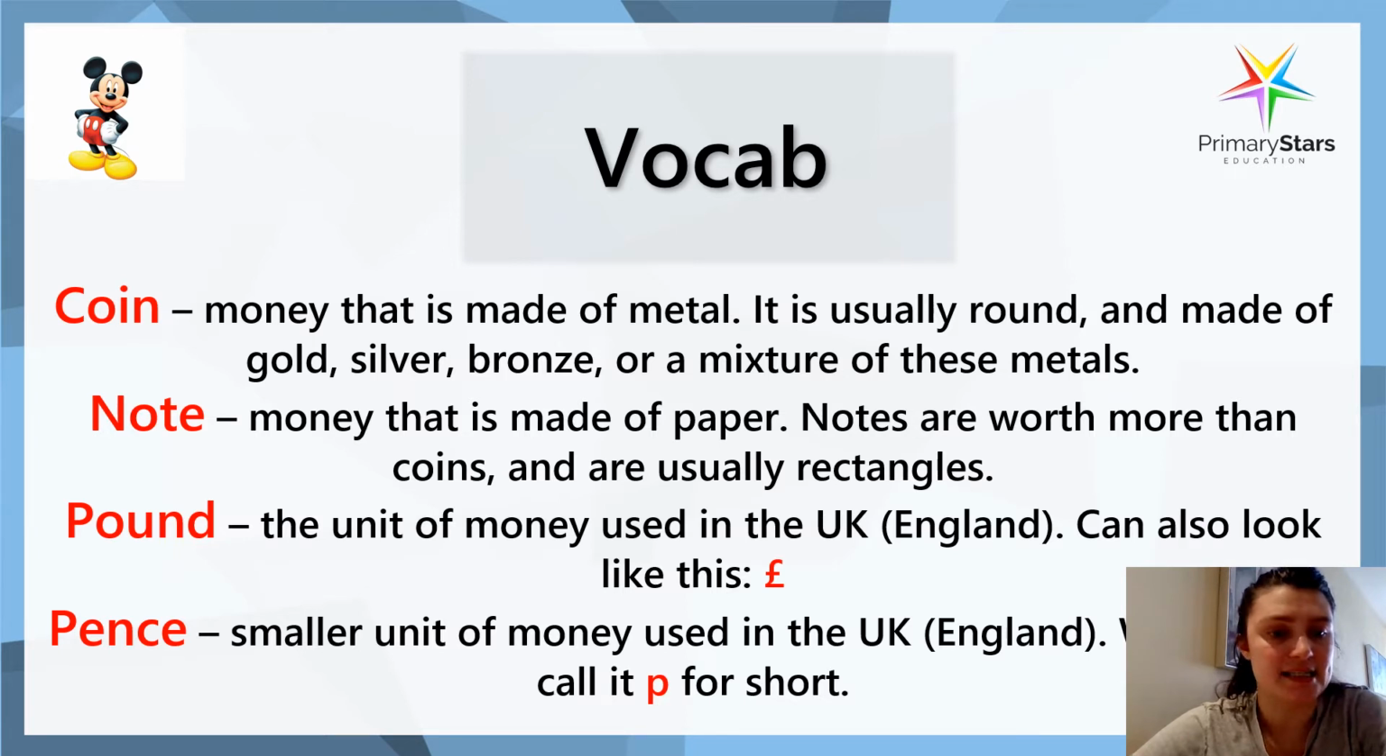Our last word is pence. This is a smaller unit of money used in the UK. We can also call it P for short. Do you see the red letter P? So in English money, the pounds are the bigger monies and they use the pound sign. And the pence are the smaller money and they use the P. Are we ready to have a look and see what the pounds and pence look like? Okay, very good. Let's have a look.